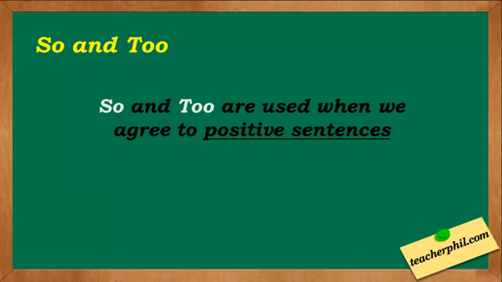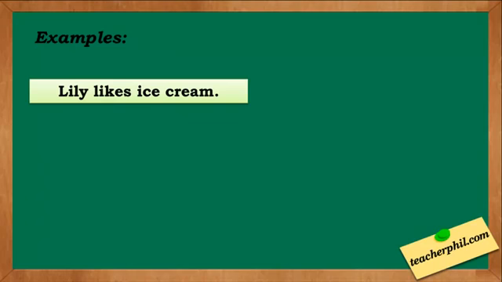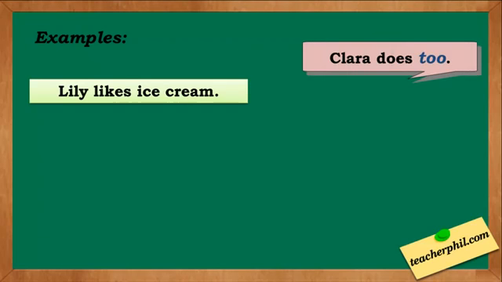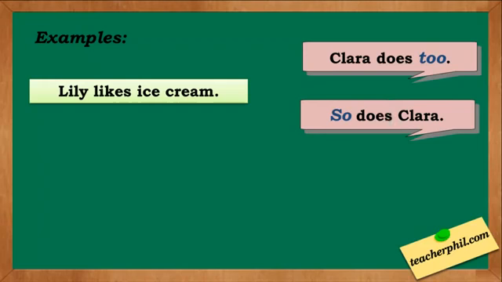Let's start with so and too. So and too are used when we agree to positive sentences. And remember to take note of the word order. Examples: Lily likes ice cream. Clara does too. Or, so does Clara.